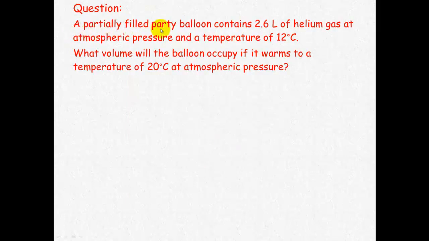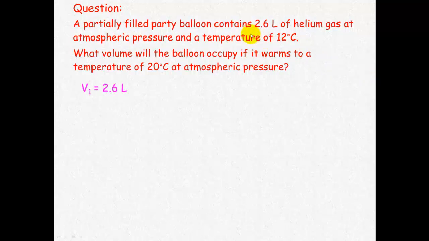Question. A partially filled party balloon contains 2.6 litres of helium gas at atmospheric pressure and a temperature of 12 degrees Celsius. What volume will the balloon occupy if it warms to a temperature of 20 degrees at atmospheric pressure? Okay, so pressure is remaining constant, and it's important to check that if we want to use Charles's law.